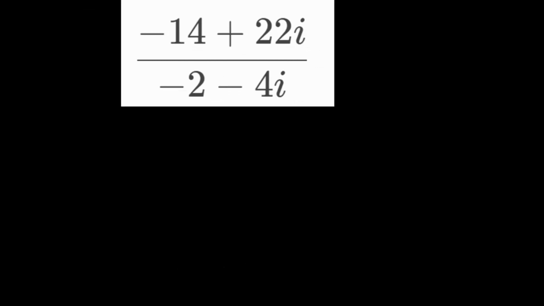The general idea with dividing complex numbers is that we want to multiply the numerator and denominator by what's known as the complex conjugate of this denominator. Essentially, we just don't want to have imaginary terms in our denominator. And with this denominator, if we multiply it by its conjugate, the denominator will become a real number.